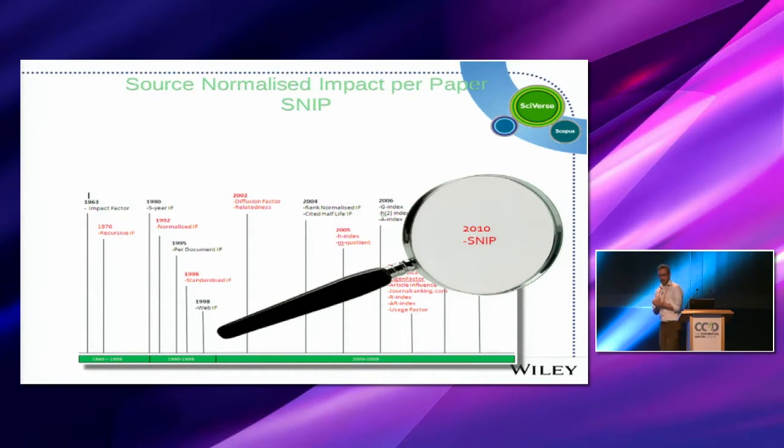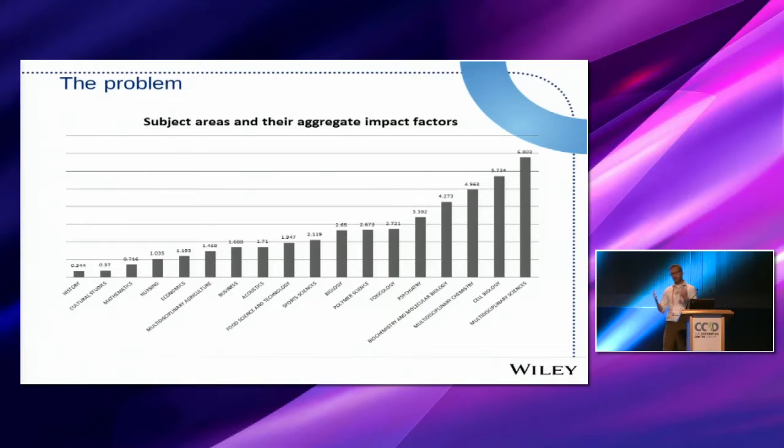So let's move on quickly to the SNIP. Now, the SNIP isn't something you go to the doctor for after you've had too many children. It's called the source normalized impact per paper. And this is an Elsevier product, and the reason that this metric is so useful is because it tries to reduce the variability in impact factors across subject areas.